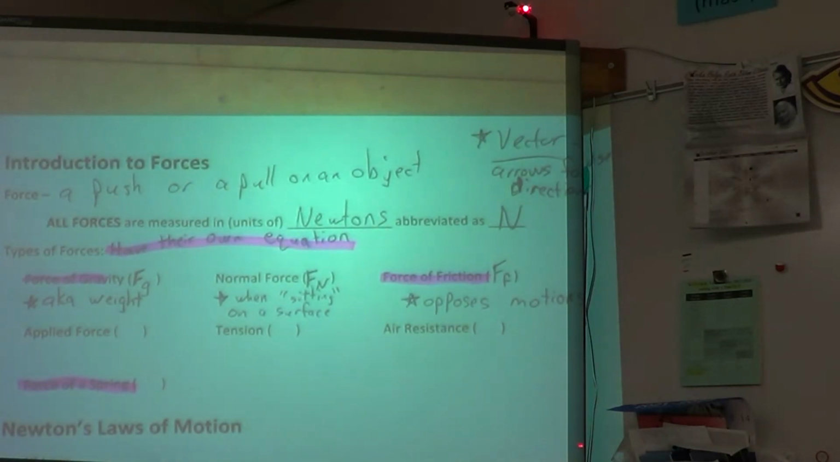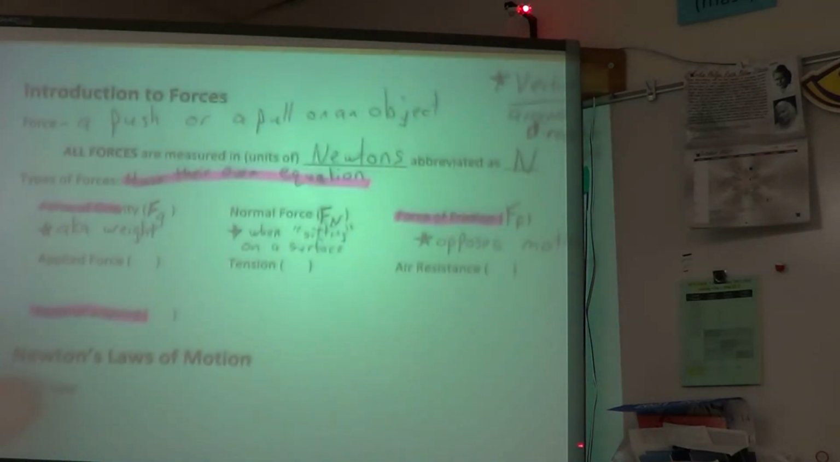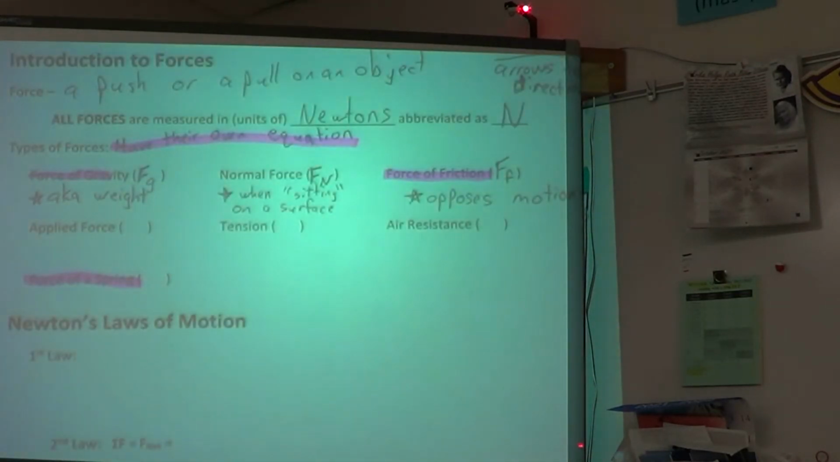Friction is always going to be in the opposite direction of that motion. Now we're going to talk about a couple different types of friction. There's static friction when an object's not moving. There's kinetic friction when objects are moving. We'll get to all that.